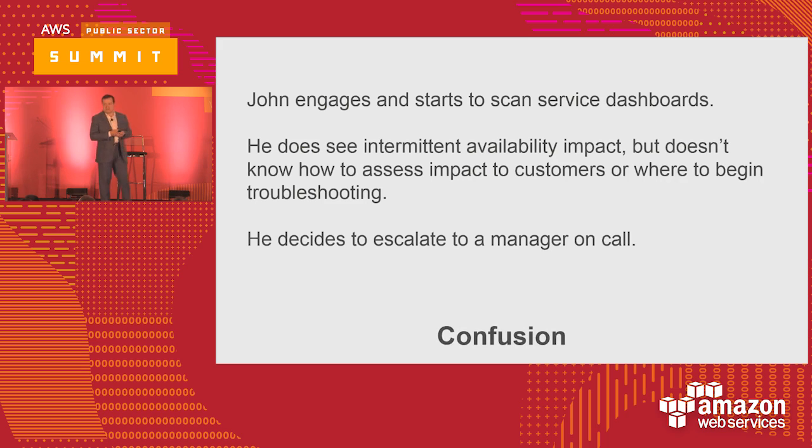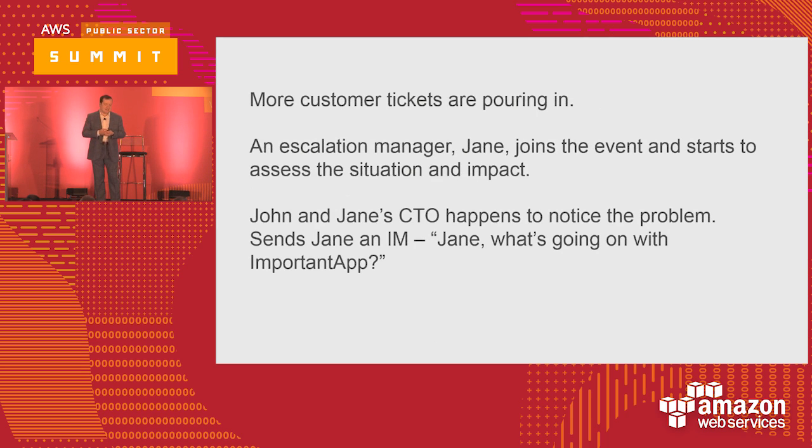This is the confusion and panic stage of the incident. More customer tickets are pouring in. More customers are unhappy. The escalation manager, Jane, joins the event and starts to look at what's going on. Then, even worse, the CTO notices what's happening and sends an IM: hey, what's going on, Jane? What's wrong with important app? This is where it starts getting stressful.